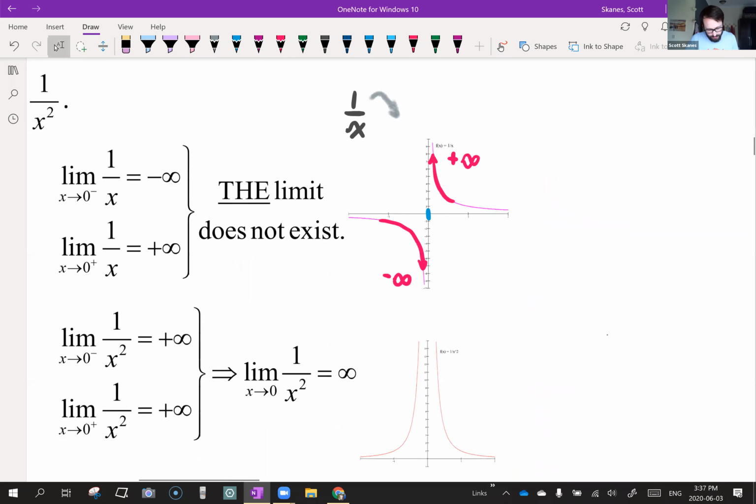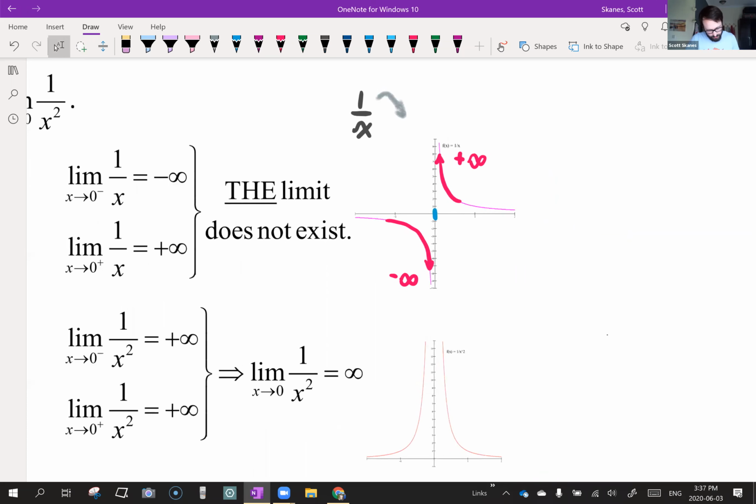And the way we're going to consider this is these two things. Look, the limit from the left, let me make this smaller. The limit as x approaches 0 from the left is negative infinity. The limit as x approaches 0 from the right is positive infinity. So what it means is the limit doesn't exist. So we'll write down this.